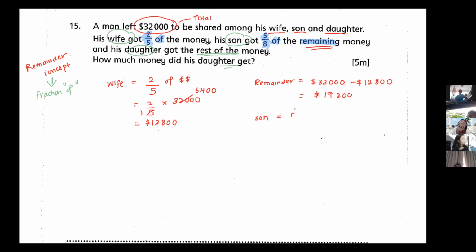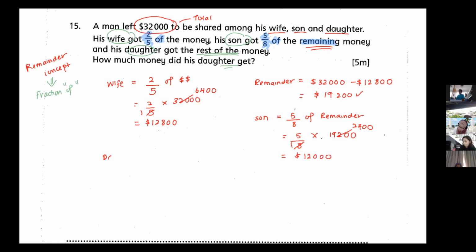So now I can find out how much the son received. The son is 5/8 of the remainder, equals 5/8 times the remainder, which is 19,200. Cancel this one and this one, 2,400, and you are going to get 12,000. This is what the son received.